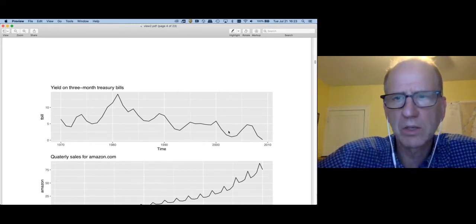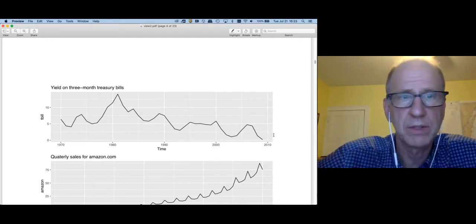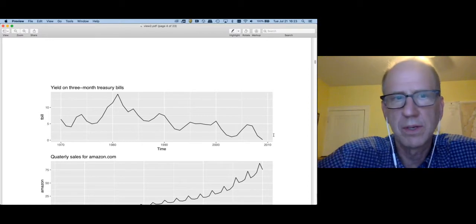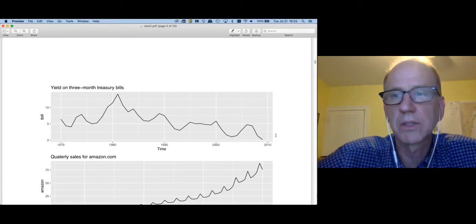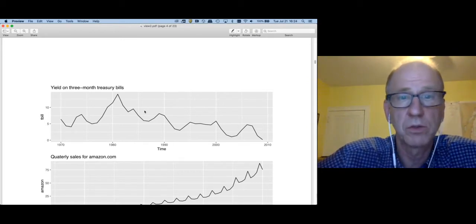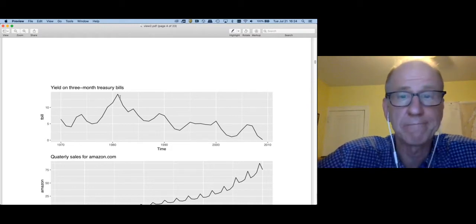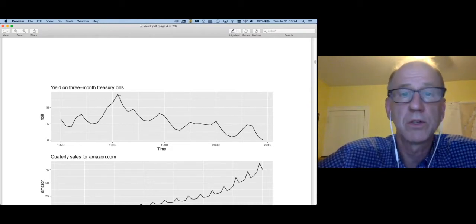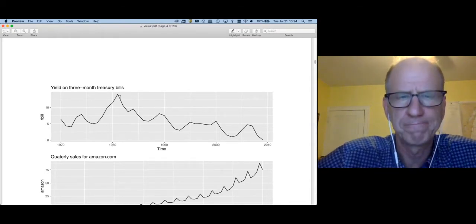Maybe it looks like it's going down right now, and it's continued to go down as we've hit COVID. I suspect that these interest rates are going to go up again, and if the economy gets going, at some point it could even go up as it was in the early 80s to a high rate. So there's no seasonal, there's no trend component, but there's definitely a cyclical component here.